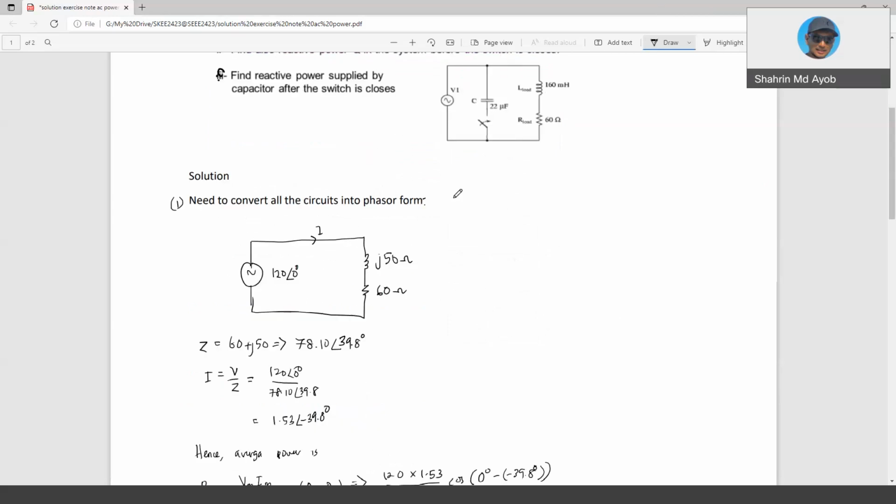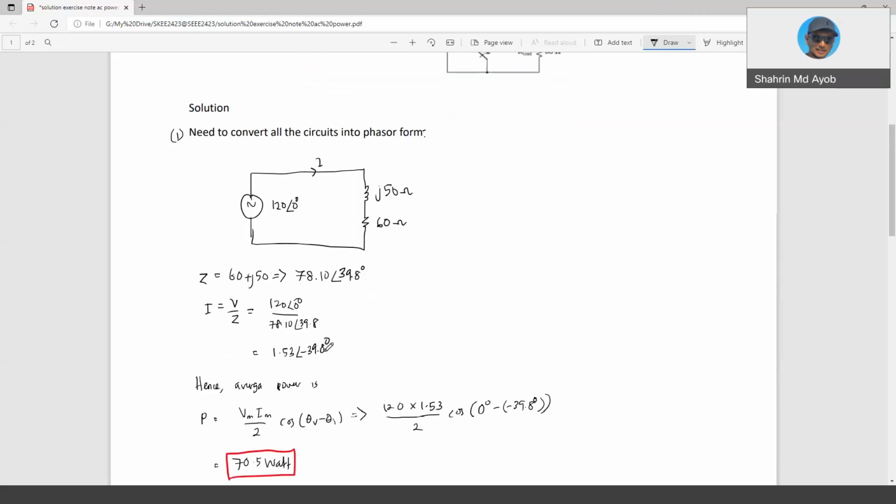So what you need to do is convert the inductance value into its equivalent reactance, which is J50, and then find the current. After the calculation, the current is 1.53 with an angle of negative 39.8. Now we have the current with its angle. The voltage across the load is given indirectly: the voltage across the load equals the voltage source, 120 volt with an angle of 0.